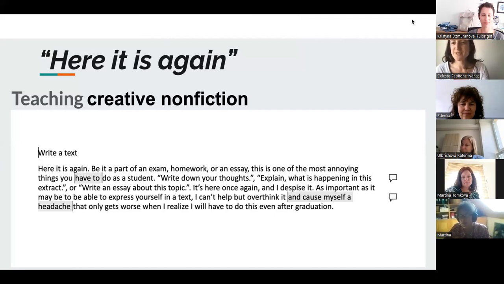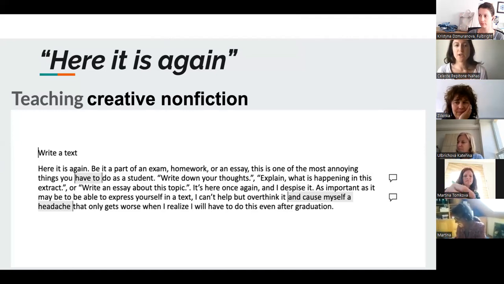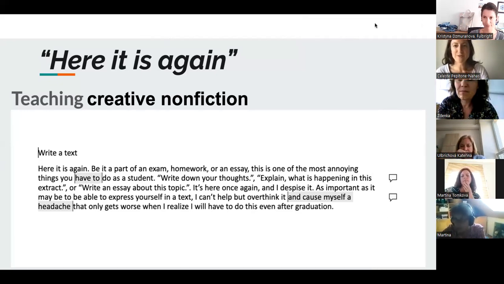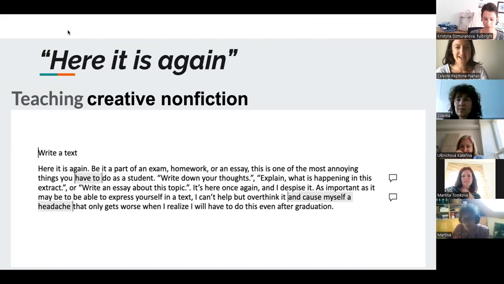Okay. So today we will talk about creative nonfiction, which is nonfiction, so true stories. The creative aspect means there will be creativity. And this is a text one of my students wrote. It begins, "Here it is again, be it part of an exam, homework, or an essay. This is one of the most annoying things you have to do as a student. Write down your thoughts. Explain what is happening in this extract or write an essay. It's here once again, and I despise it."